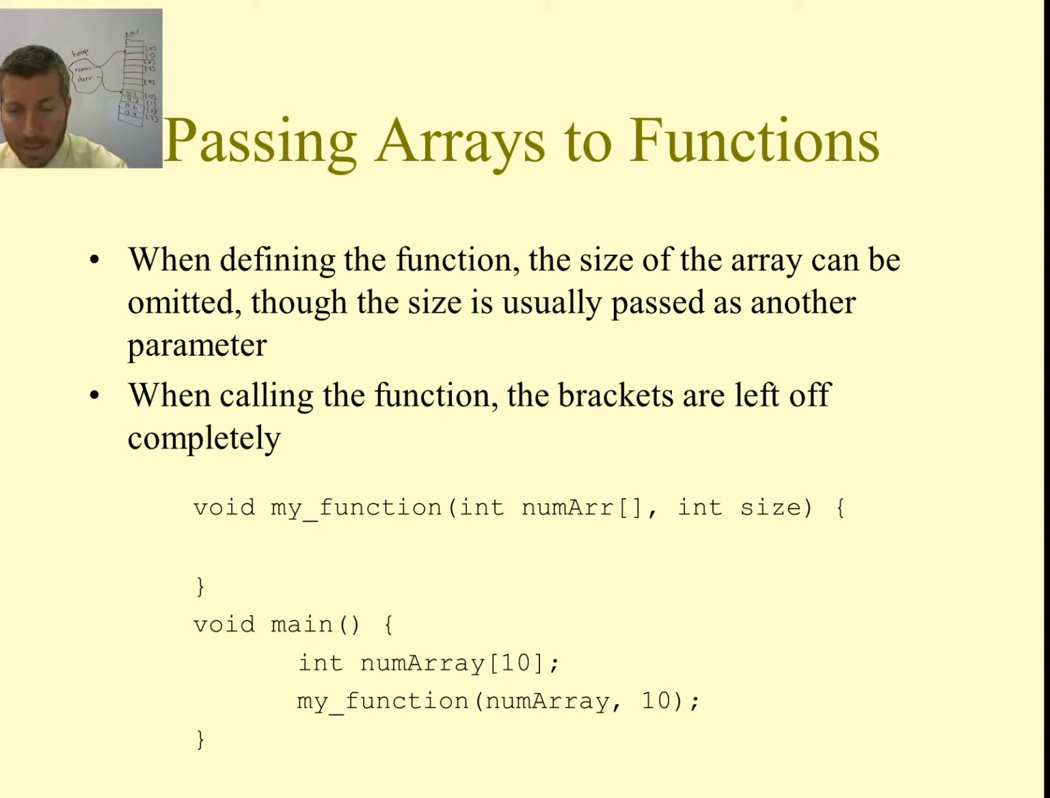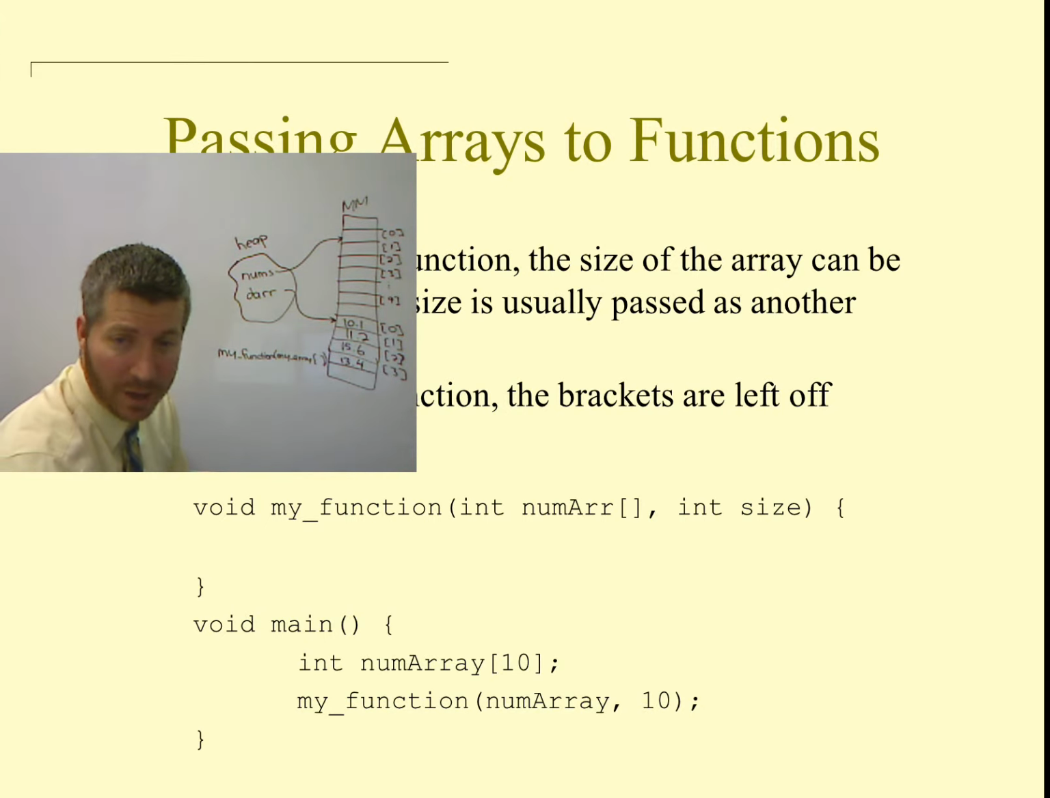Now, looking at the main function, when we pass the array into that function, we pass it with just the name of the array. We do not put brackets after it. If we want to pass the entire array, we just pass it with the name of the array. We don't put any brackets on it. If you put brackets on the array, then my code would not compile.